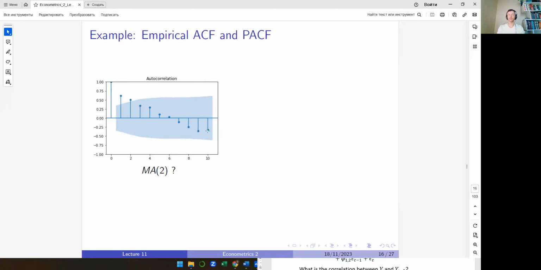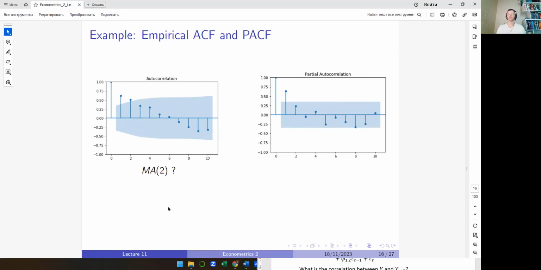Why? Because all other points belong to this shaded area, and the shaded area is the area where the data does not comply with the alternative hypothesis that the lag is non-zero. So now, what about partial autocorrelation?